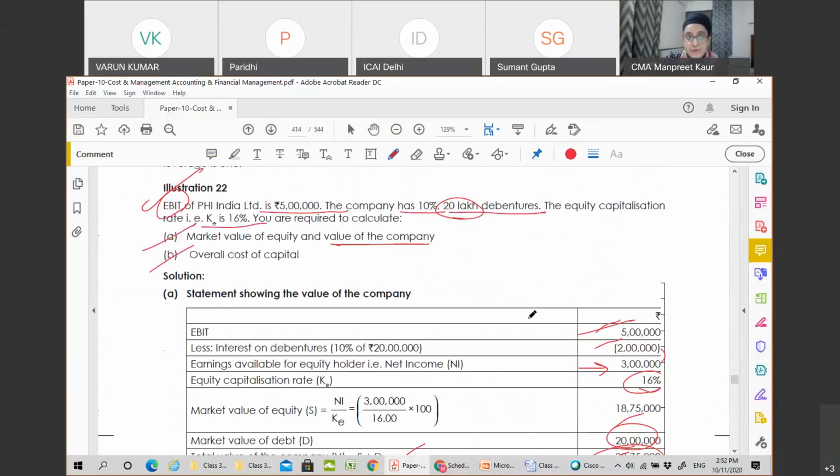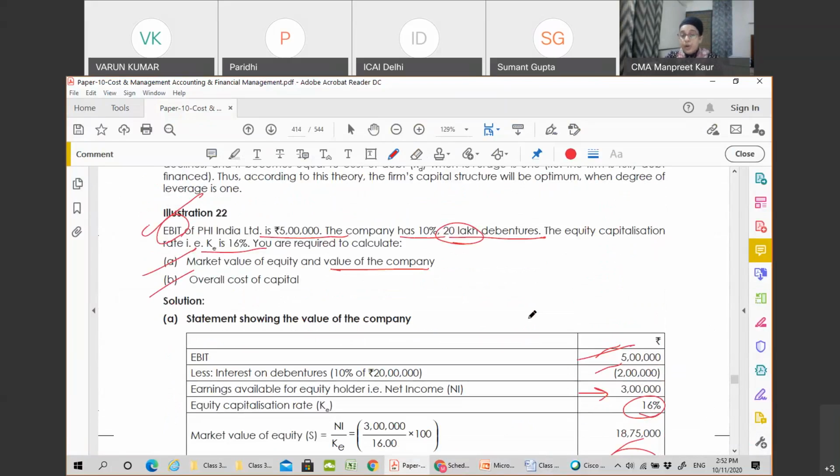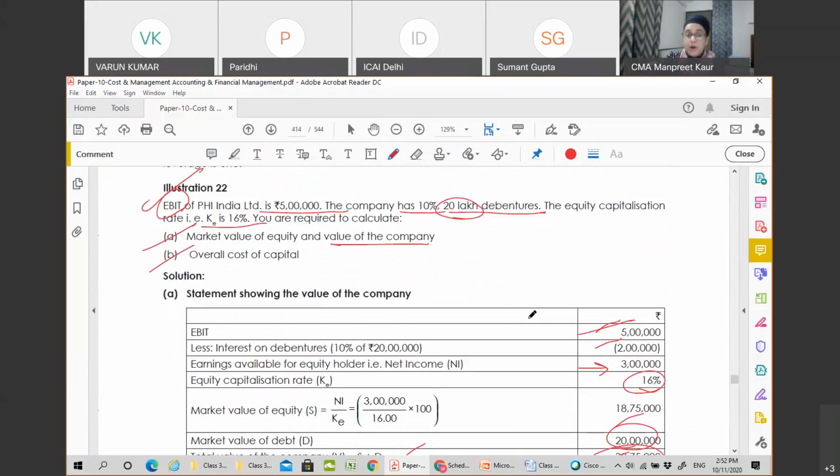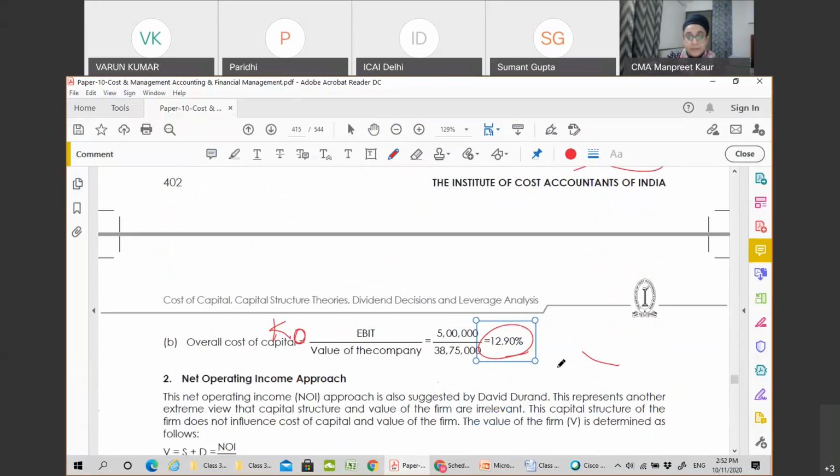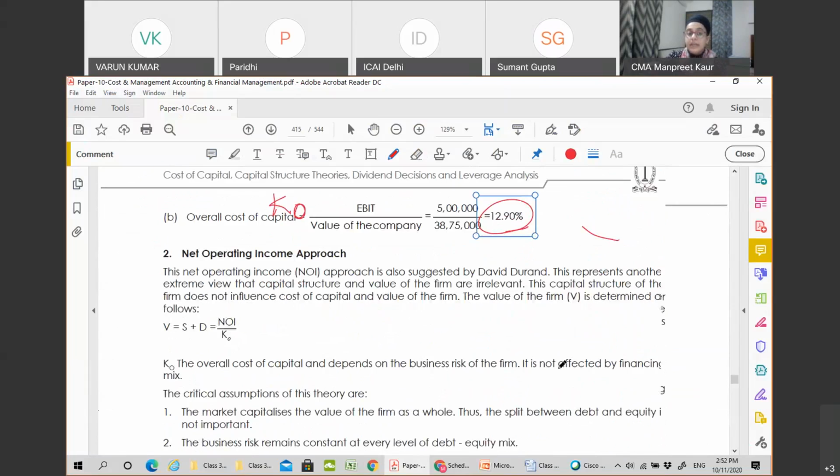Page number 402, question number 22, because these types of questions are very important from the examination viewpoint. Any doubt in these questions? How we have calculated market value, how we have calculated overall cost of capital. Okay. Next, we will start with the net operating income approach.